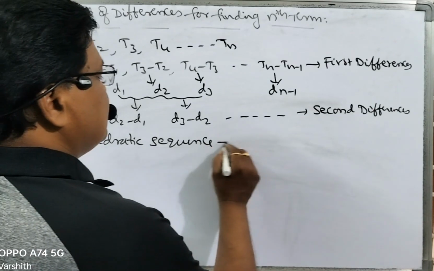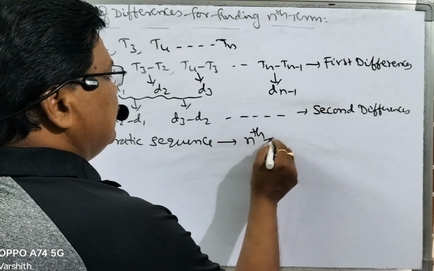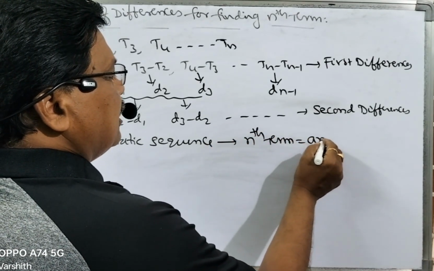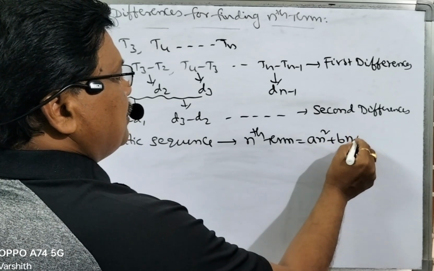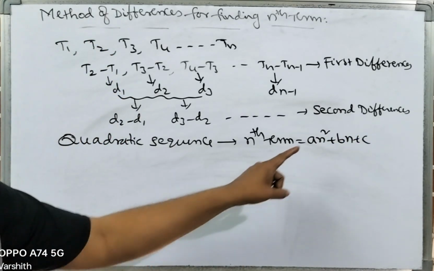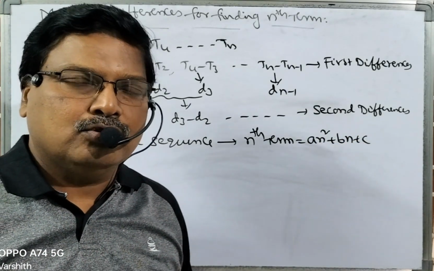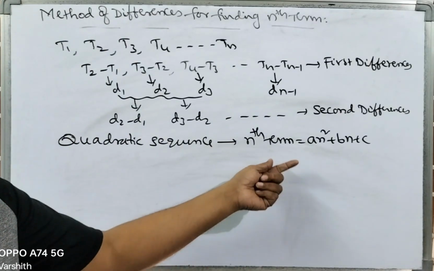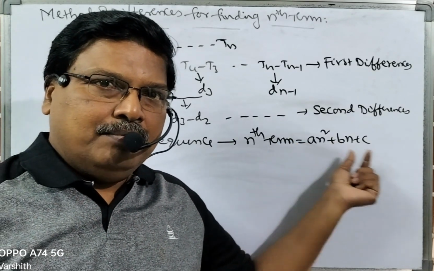And for a quadratic sequence, the nth term is in the form of a quadratic expression like an square plus bn plus c, and you have to find the values of a, b, c. There are many ways for finding the variables a, b and c.